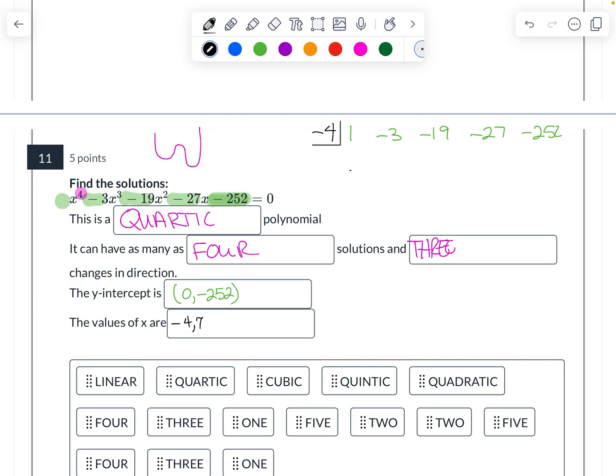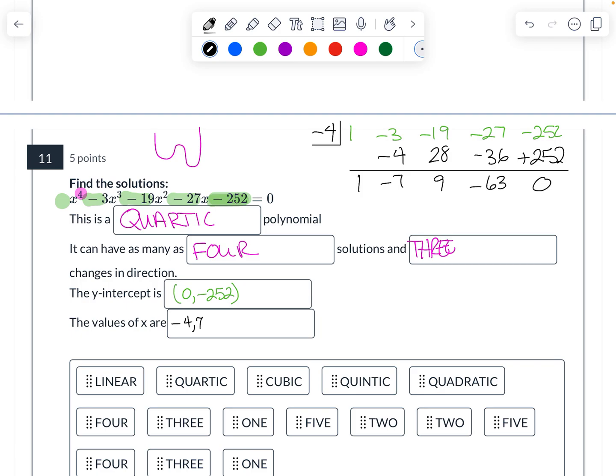We're going to leave a space, put our line, and pull down our first number, and then multiply and add. 1 times negative 4 is negative 4. Negative 4 and negative 3 are negative 7. Negative 7 times negative 4 is positive 28. 28 minus 19 is 9. Times negative 4 is negative 36. Added, you get negative 63. Negative 63 times negative 4 is positive 252, which means we have no remainder.